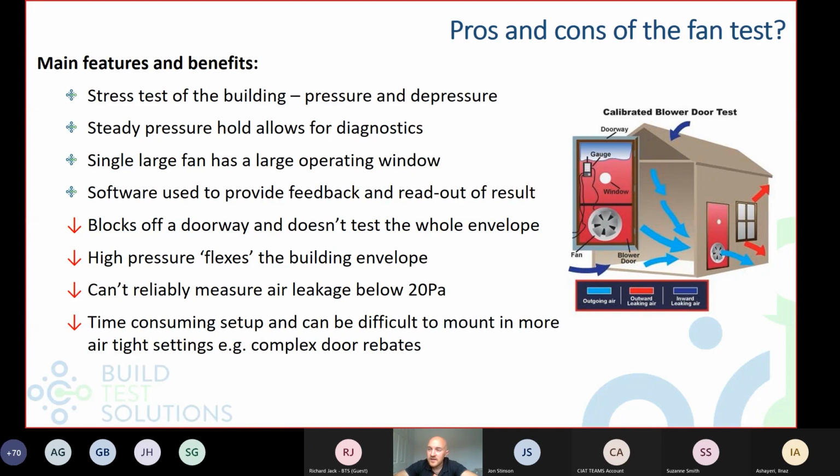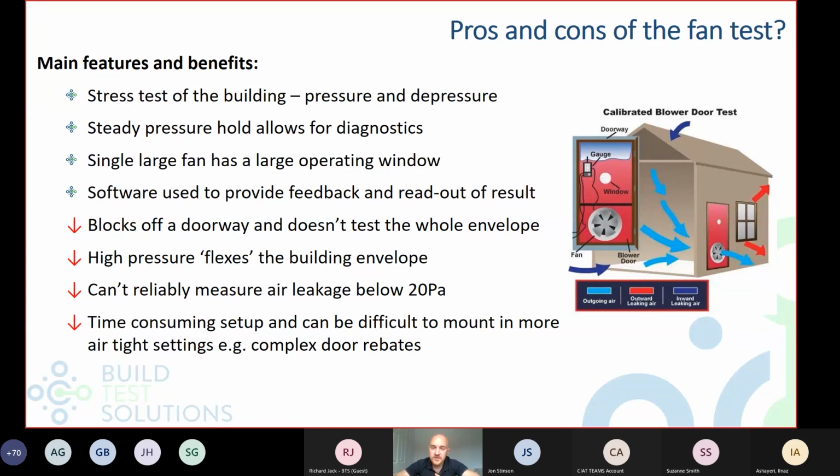This high pressure, like I say, it exerts an unrealistic pressure on a building. So you're causing air leakage paths that you're forcing that aren't necessarily going to occur in reality. So whilst it's a good stress test, there's an argument to say, what's the true value of the output of the measurement? A building isn't really that leaky under normal conditions.